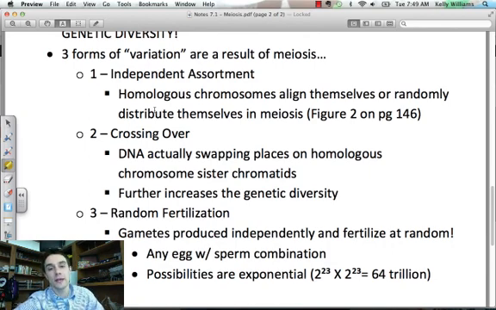Finally, random fertilization. Gametes that are produced independently and fertilized at random. So there's a possibility that you could have about 8 million different forms of gametes. You're going to produce that many different gametes in your lifetime, whether you're female or male. And when that egg fertilizes with that sperm, the possibilities of genetic alignment and genetic expression, just insane. 64 trillion total. So there's a genetic diversity there.